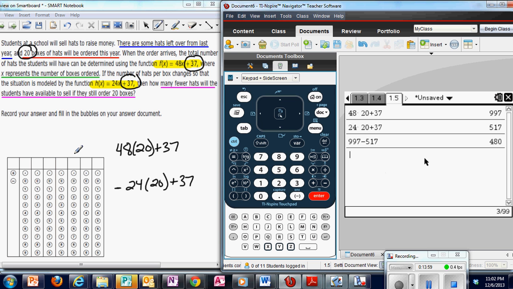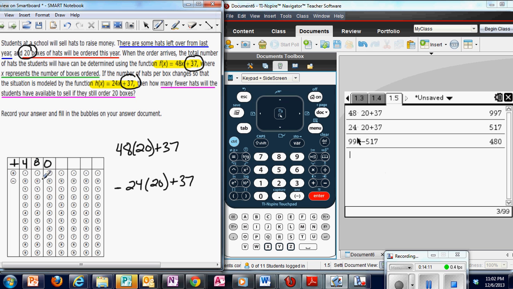So again, plug in a 20, subtract the difference of the first equation and the second equation. So we'll put a positive 480, bubble in your sign and your values nice and dark.